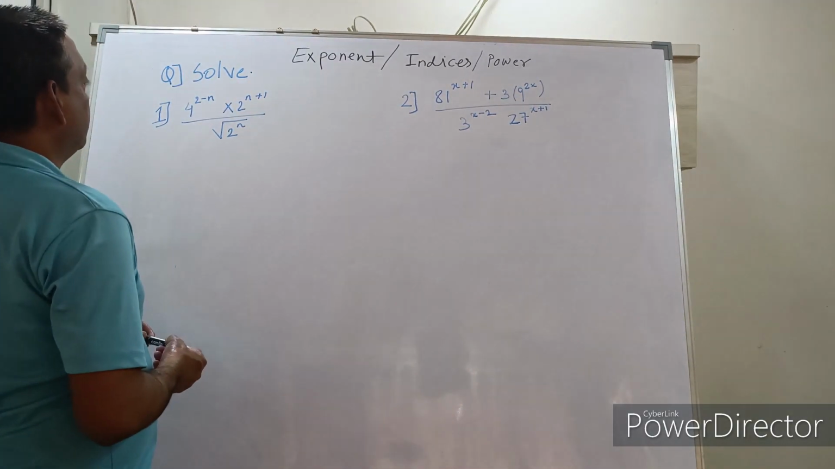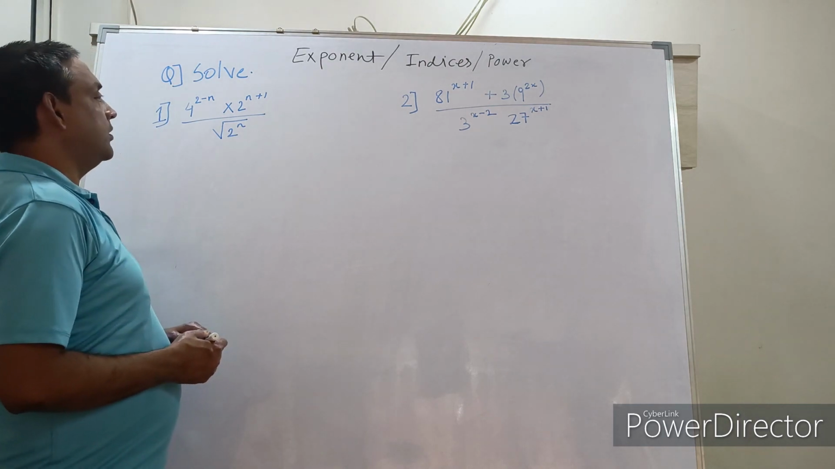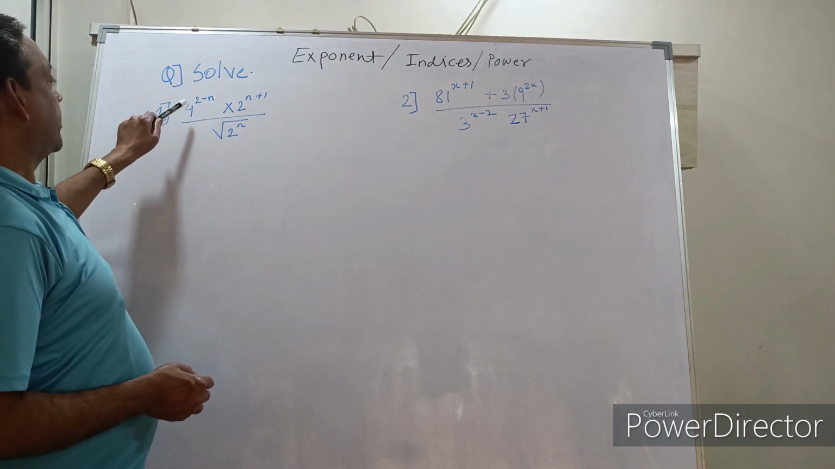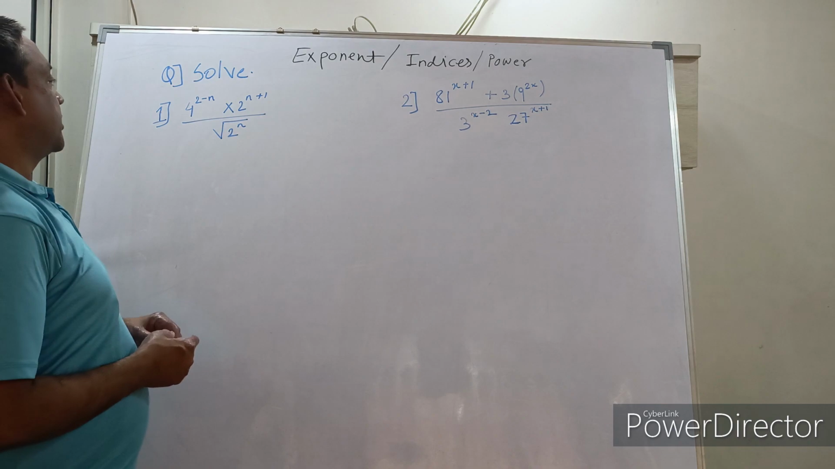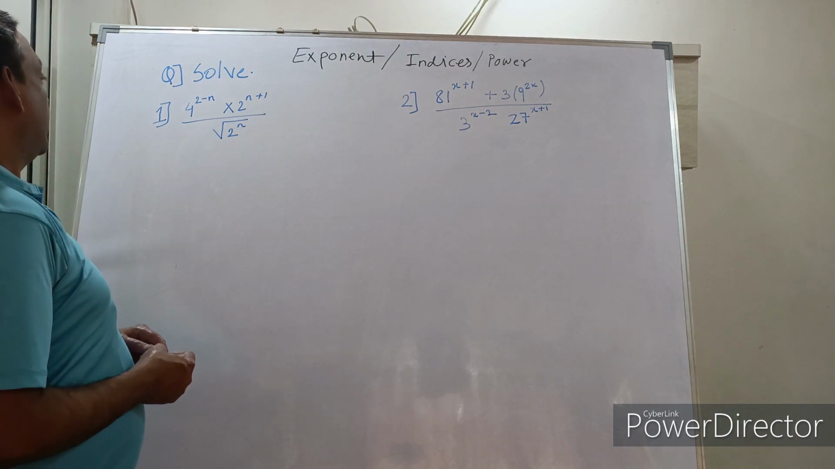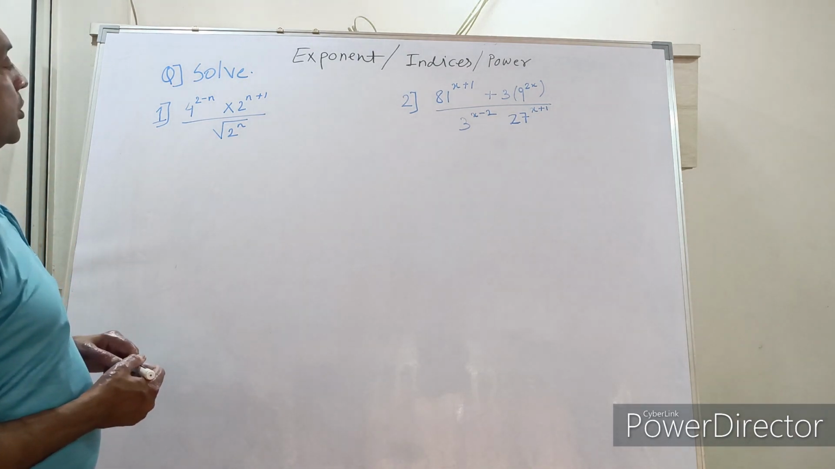Let's do a few more challenging sums. The first one is 4 raised to 2 minus n multiplied by 2 raised to n plus 1, whole thing upon square root of 2 raised to n.